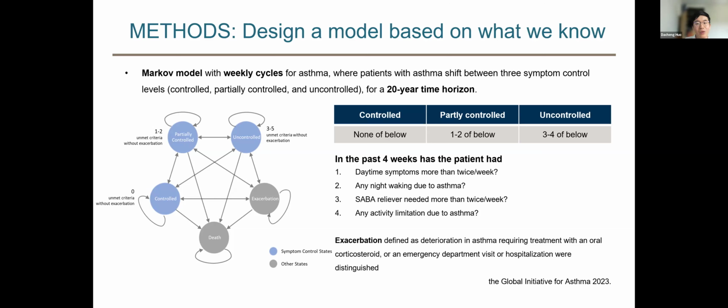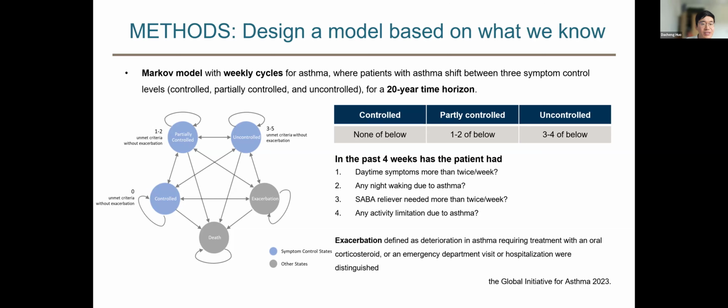We are using a weekly cycle, which means that every week we expect these patients may shift between different health states, like different control states. They may get exacerbations and they may die. The definition of these health states is from the guideline of the Global Initiative for Asthma.